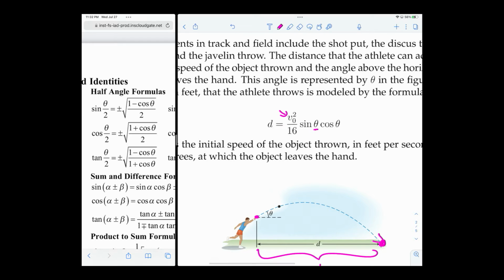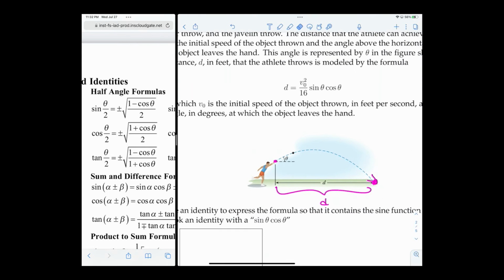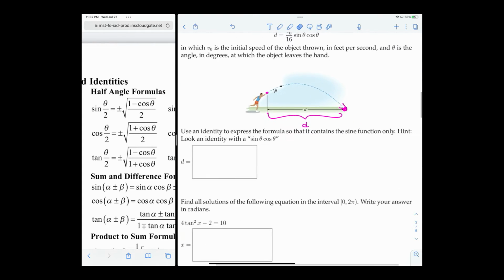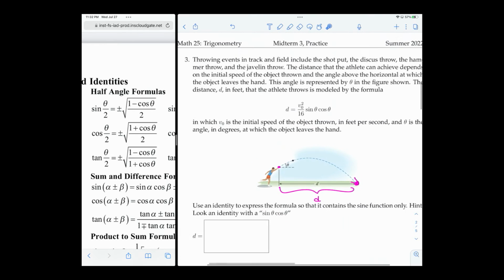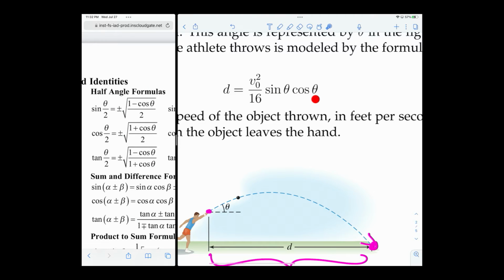Then you know the angle, then you know how far the shot put's going to go. Okay, so that's what it's saying, but we aren't being asked to do anything with that formula, really. What we're being asked to do is use an identity to express the formula so that it contains the sine function only. Hint, look at an identity with sine theta, cosine theta, because this has a sine theta, cosine theta.